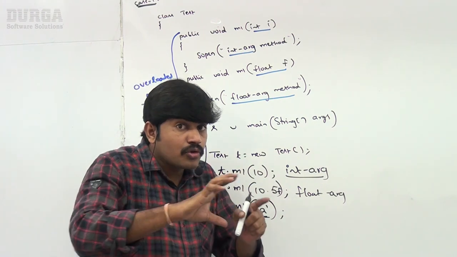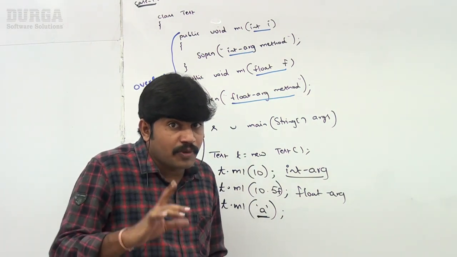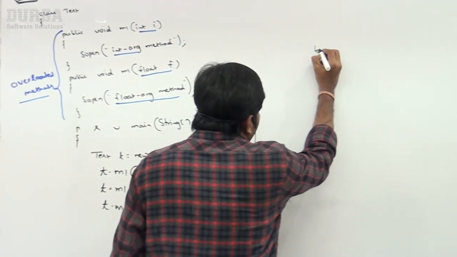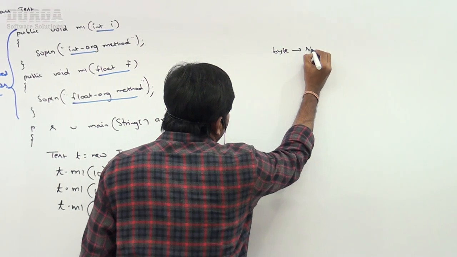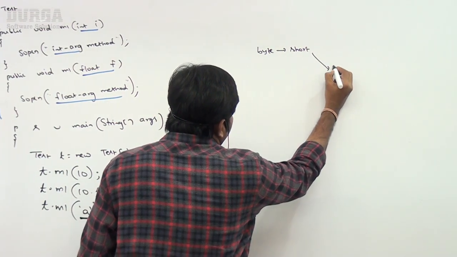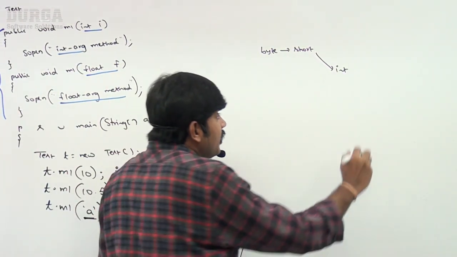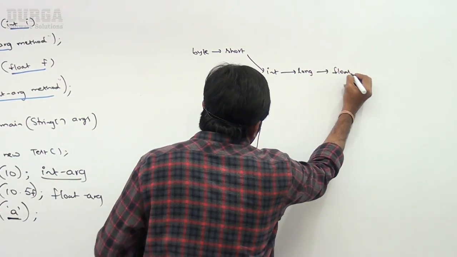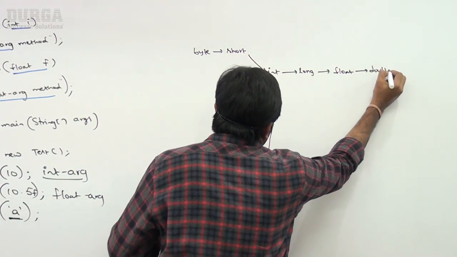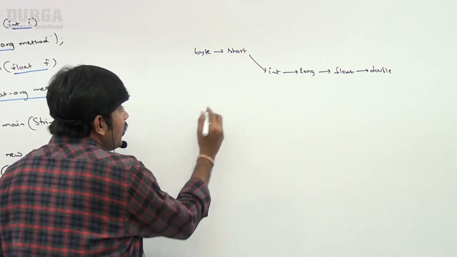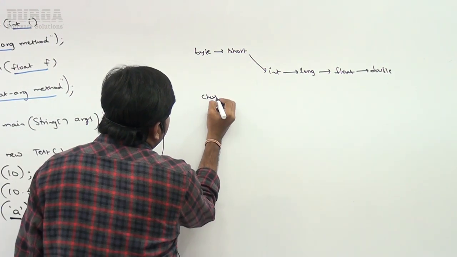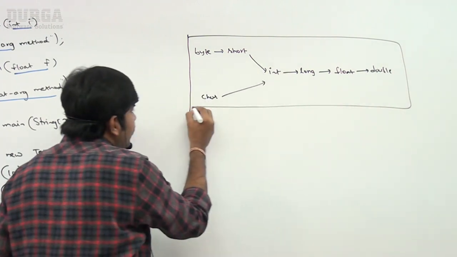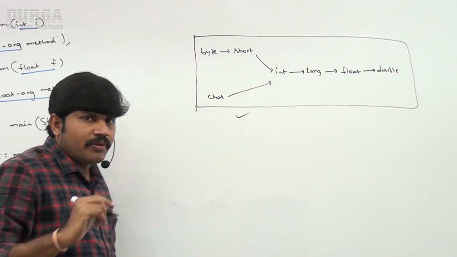You know, automatic promotion somewhere. What is the promotion? The automatic promotion chart: byte can be promoted to short, short can be promoted to int, int can be promoted to long, long can be promoted to float, float can be promoted to double. In our basics, somewhere we covered this in the first unit. Char can be promoted to int. Please make sure you inject this chart in your mind.